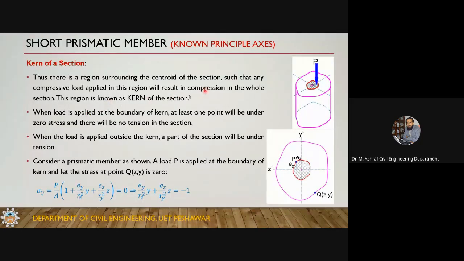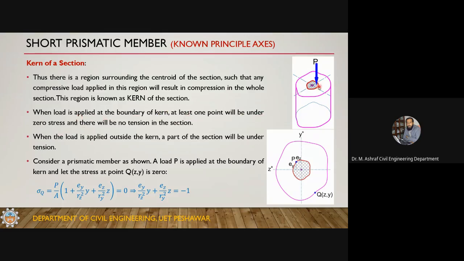Thus there is a region surrounding the centroid of a section such that any compressive load applied in this region will result in compression in the whole section. Okay, remember where the load is applied, and you want to see the stresses anywhere in the section, and if the stress is not tension, then this region is the kern. The load is placed within the kern, and if you are getting some tension, then the load is outside the kern.